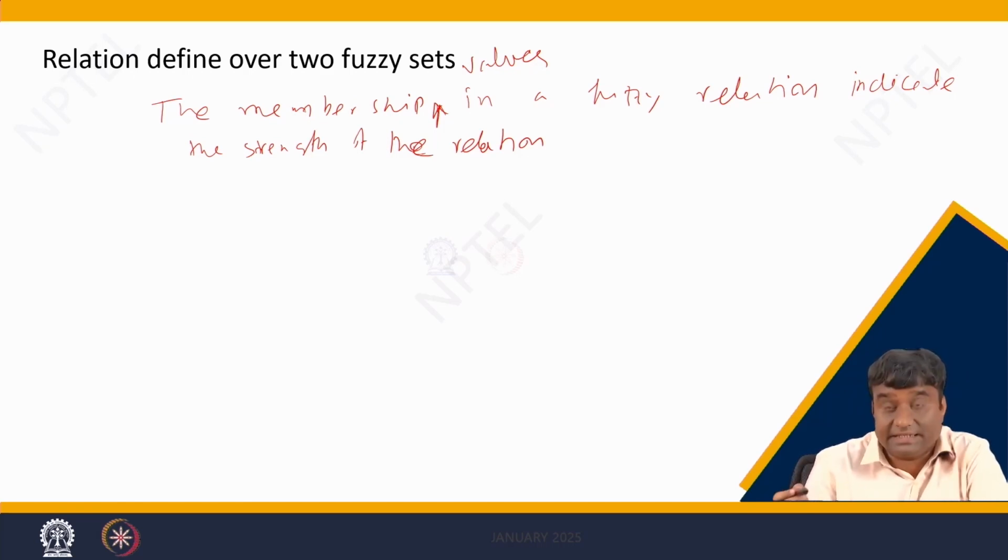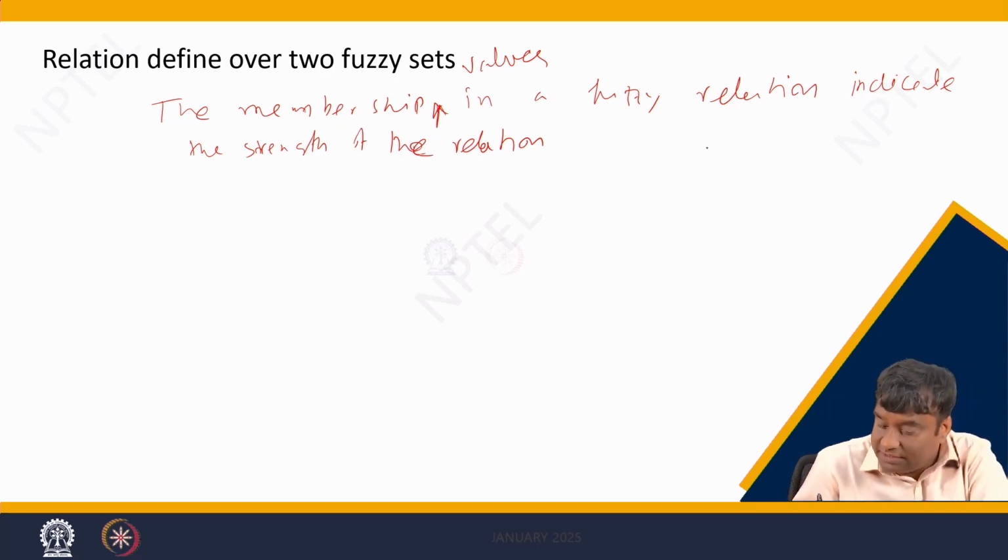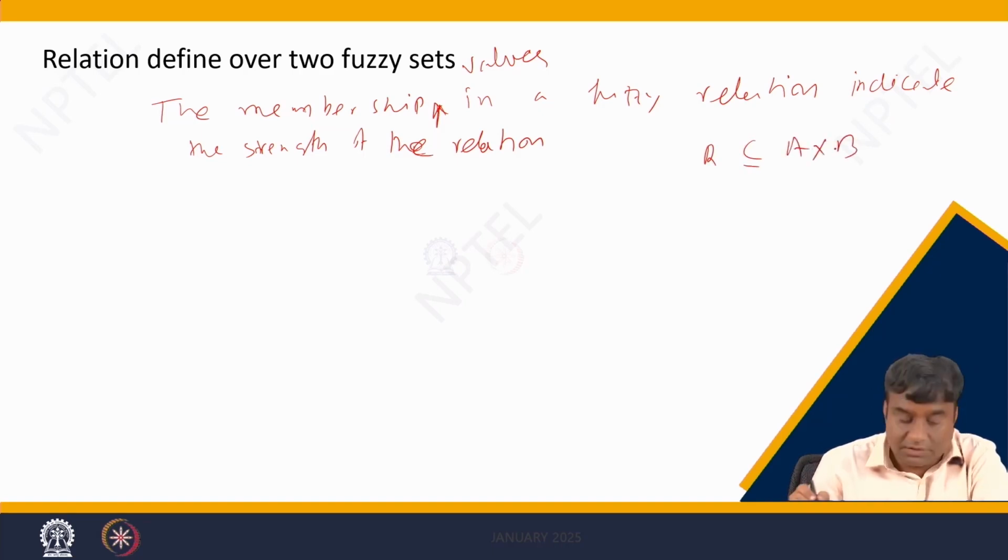Again, a relation is a subset of the Cartesian product of two fuzzy sets. So here we can check that the relation is a Cartesian product of two fuzzy sets. Let's try to understand one simple example.